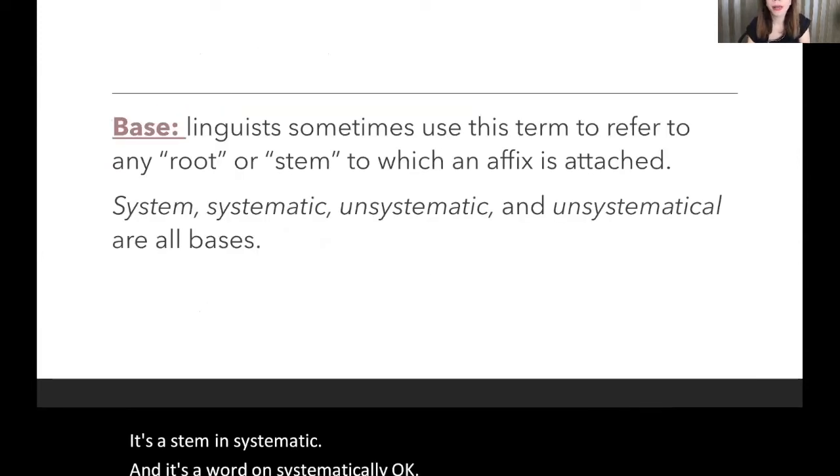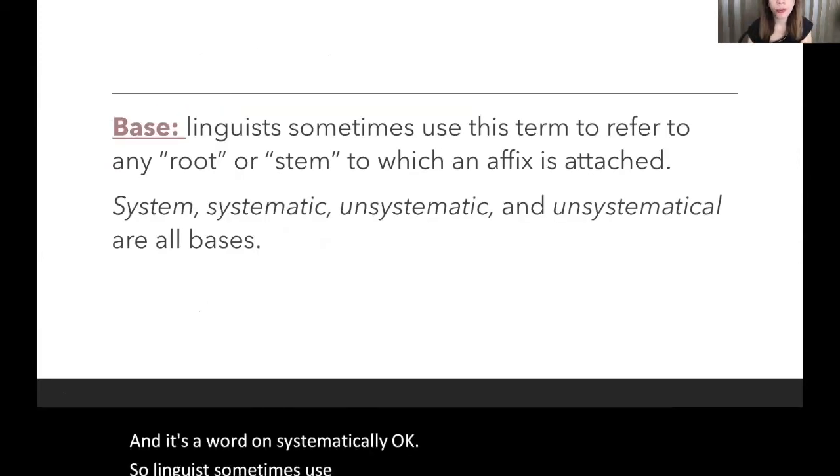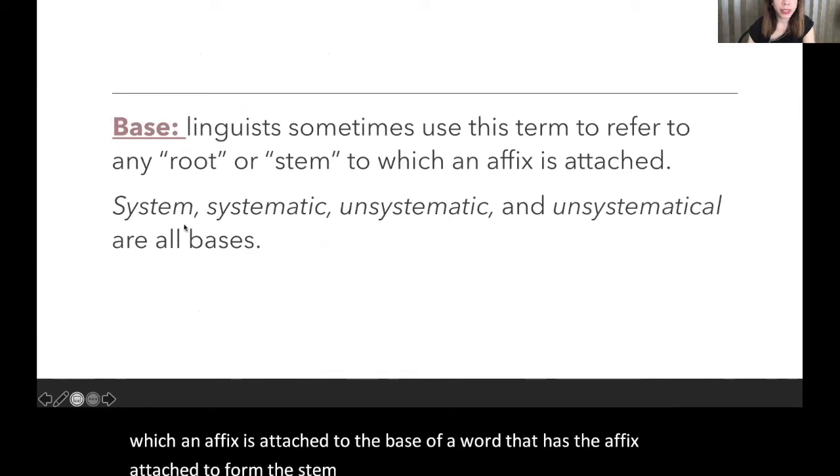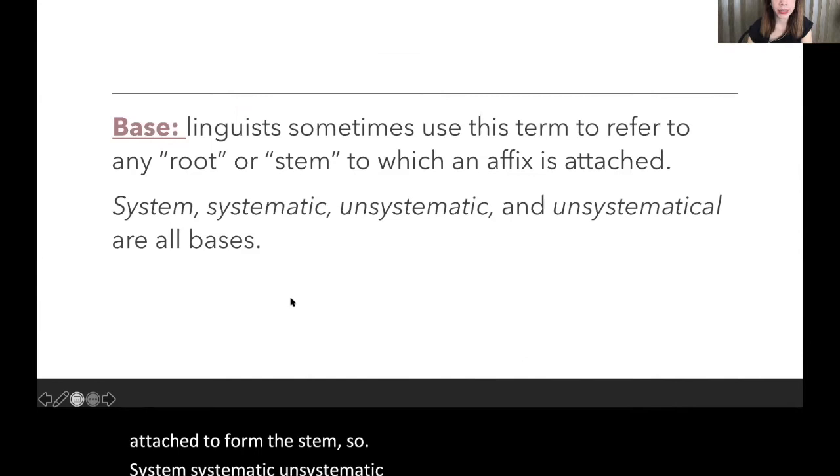So linguists sometimes use the word base to refer to any root or stem to which an affix is attached. So the base of a word is what has the affix attached to form the stem. So system, systematic, unsystematic, and unsystematically are all bases.